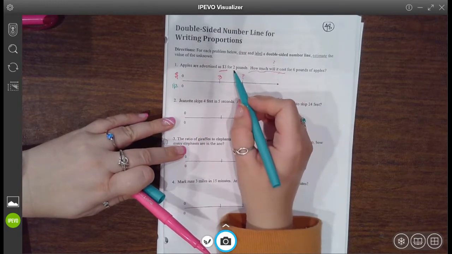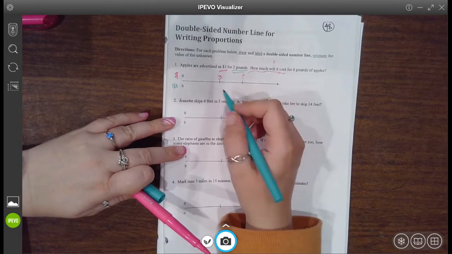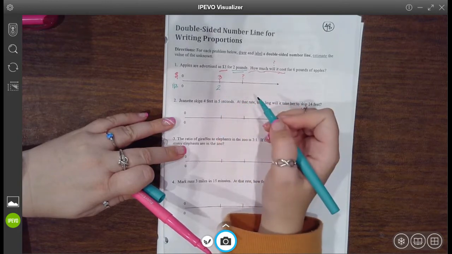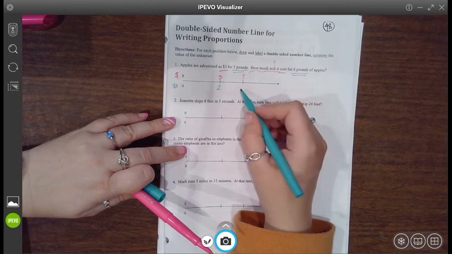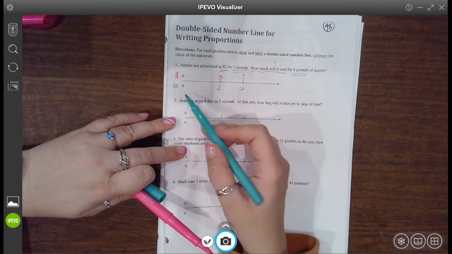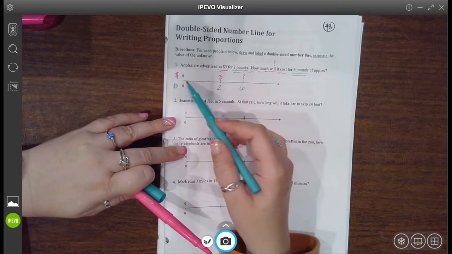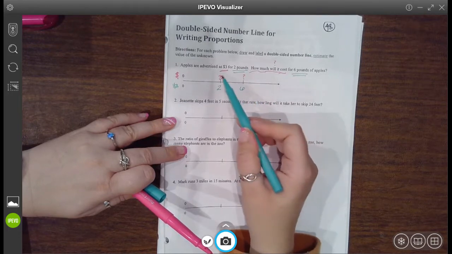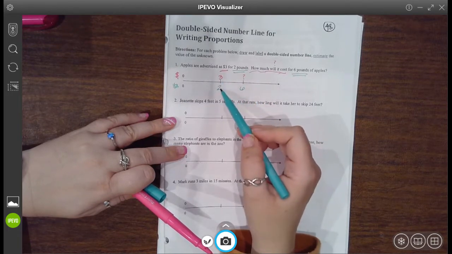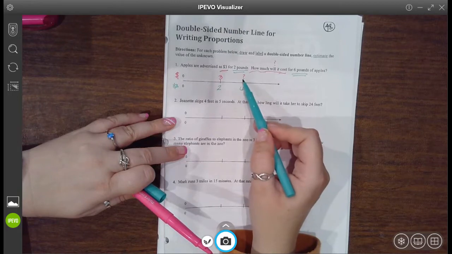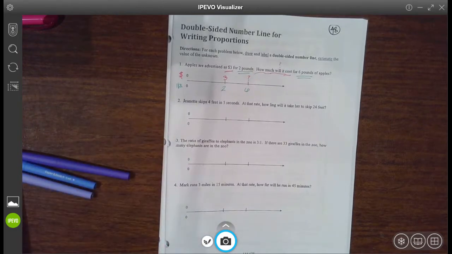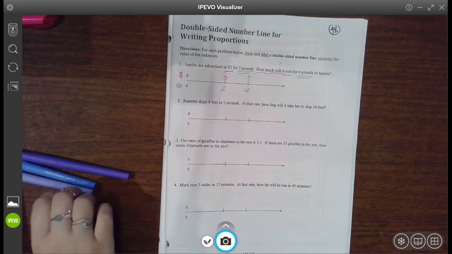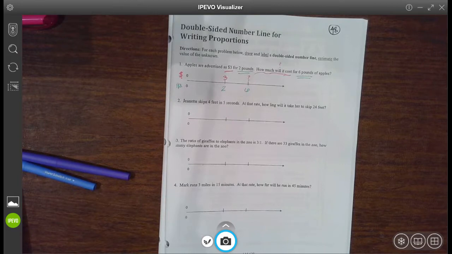It says it costs $3 for 2 pounds. And then how much will it cost for 6 pounds? So see how pounds went on the bottom and money went on top? And 3 goes with the 2 because it's $3 for 2 pounds. And then the X or unknown goes with the 6 because we don't know how much it costs for 6 pounds.